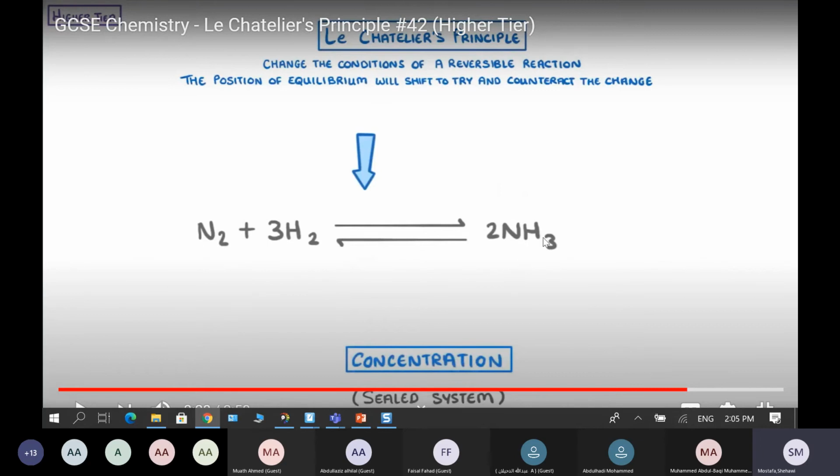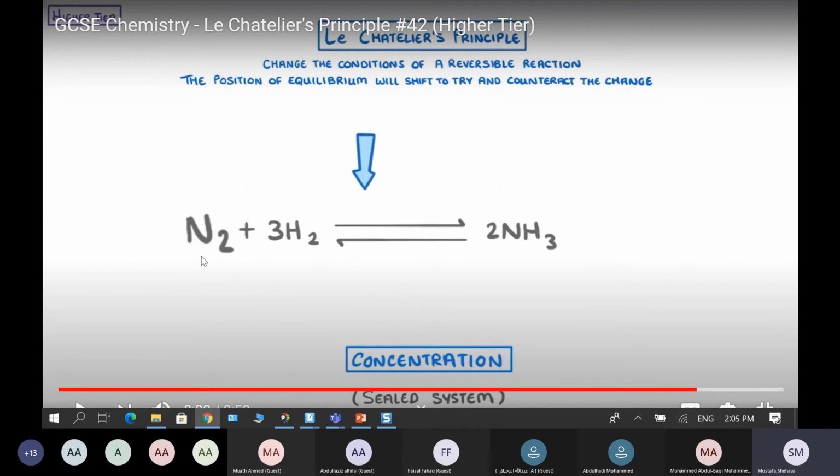That will add more ammonia gas. If I take nitrogen out of the medium, the reaction will go in the direction that adds more nitrogen gas, which is the backward direction, and so on. So concentration is the easiest one of all 3 factors that affect the equilibrium of a chemical reaction. For example, if we added more nitrogen to our sealed container. Now I'm not taking nitrogen, I'm adding more nitrogen.